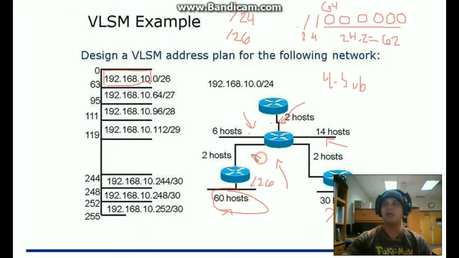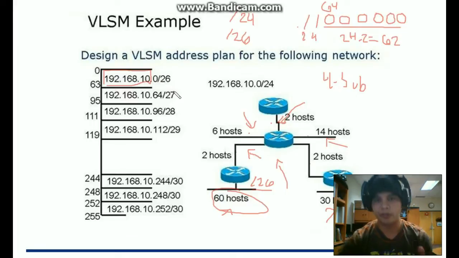This is where VLSM comes into play. Give each network the amount of hosts they need and just give them the subnet mask. And then based on where everything lies, you need to do some shifting of these subnet masks. All right. So what I mean by that is, let me get to that. So for 60 hosts, we have a /26. Sweet. So biggest networks should start first.